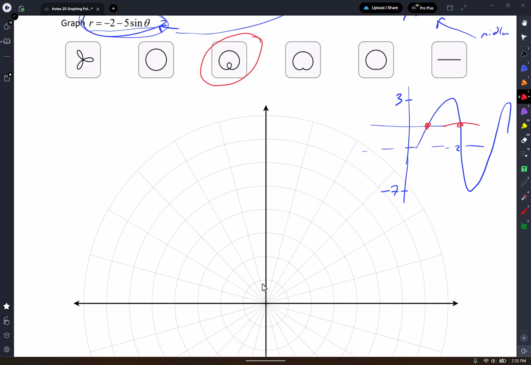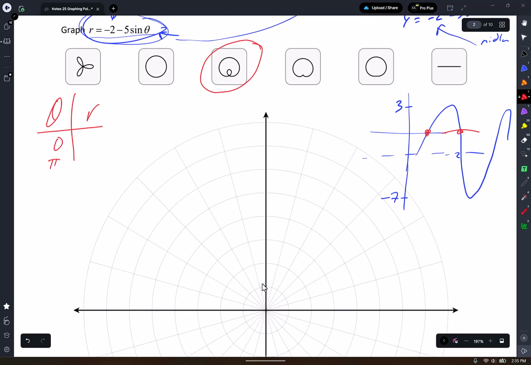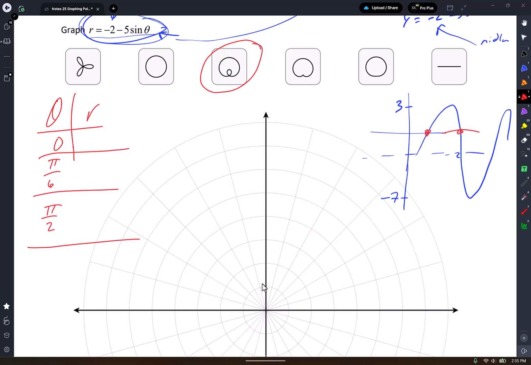Let's just plot some points between 0 and pi over 2. I'm going to plot some simple ones. Theta and r: 0, pi over 6, and let's go right to pi over 2. If I plug in a 0, sine of 0 is 0, so negative 2 minus 0 is negative 2. Here's my first point. Remember the coordinate is negative 2 comma 0. So here's my 0 axis, and I go negative 2, so I'm right there.